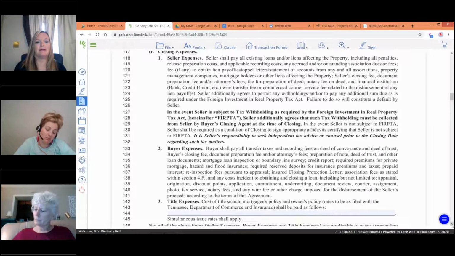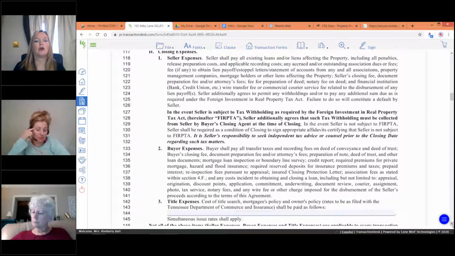Closing expenses. Seller shall pay existing loans, liens affecting the property, including all penalties, release preparation costs, applicable recording costs, and any incurred or outstanding association dues. Do you understand all of that?